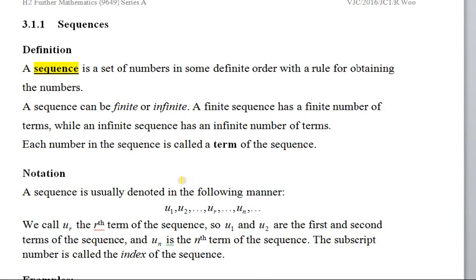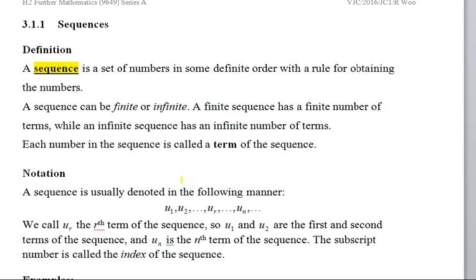Okay, let's define certain things first before we can go on. A sequence is a set of numbers with a rule of obtaining numbers. I'm sure some of us do PSLE, they will always give us this kind of thing, right? What is the missing number? The kind of thing, this is a sequence.